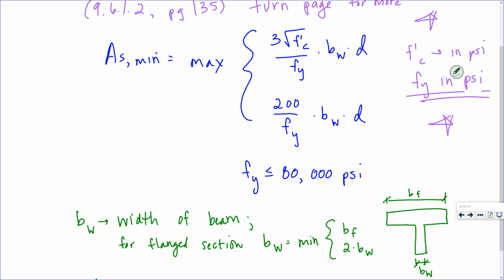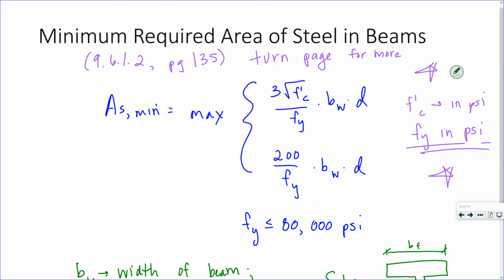And again, this is AS min. This is your minimum tensile reinforcement. Not AS prime, AS. So that's introducing us to the code. I'm going to stop here, and next we will start talking about actually analyzing a section.